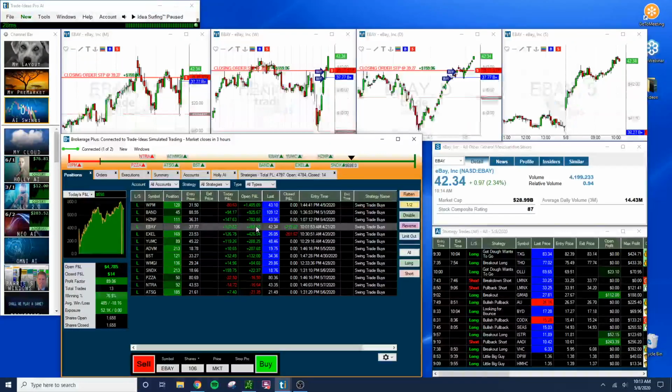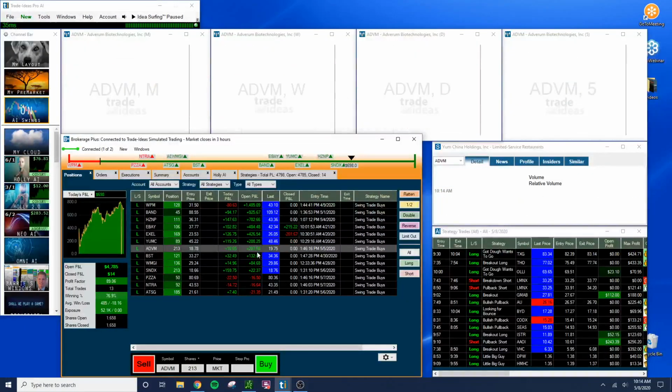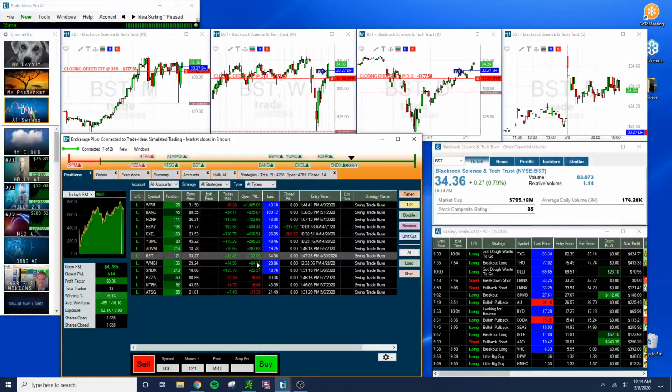But like I said, I already did this earlier this morning, so most of these stops are exactly where I want them to be. Let's see if anything changed though. Yep, all looks good.